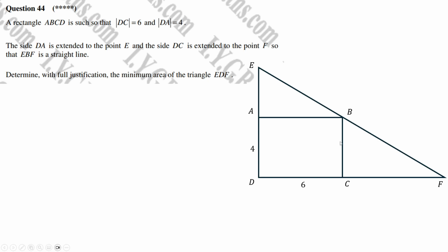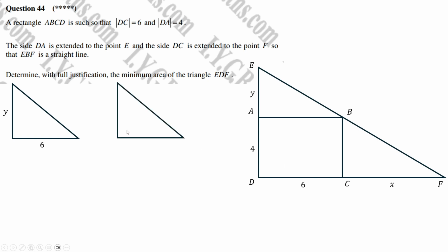And now we'll just use similar triangles again. So we'll have a look at this triangle here. We'll call this length CF X. We don't know what that is. And we'll call this length AE Y. So if we look at this triangle here, this length here is Y, and then this length here will be 6, because this length DC is equal to AB. And then we'll have a look at this triangle down here. This one here, we'll say that's X, and then this will be 4.